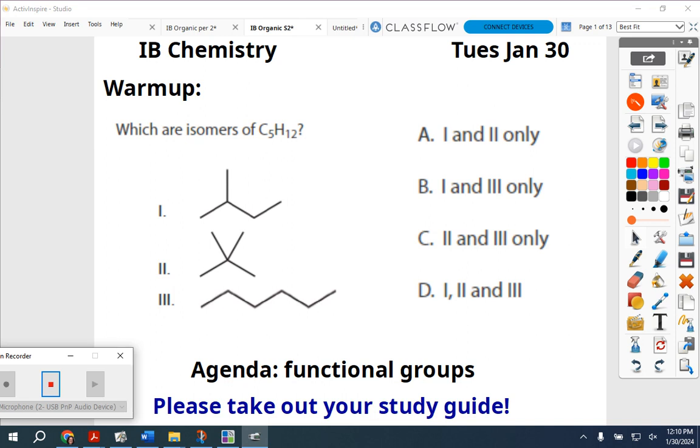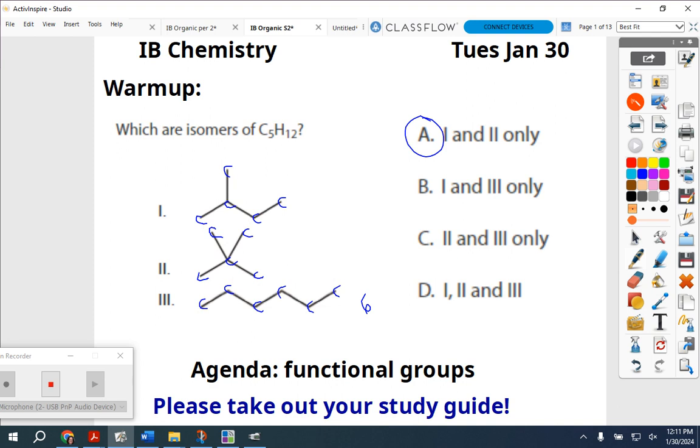Yes, that's correct. All right, so it's 1 and 2 only. We've got a 5-carbon alkane, and only 1 and 2 have 5 carbons. Remember, it's the bens and the ends. This one has 6, so that is not going to be an isomer.